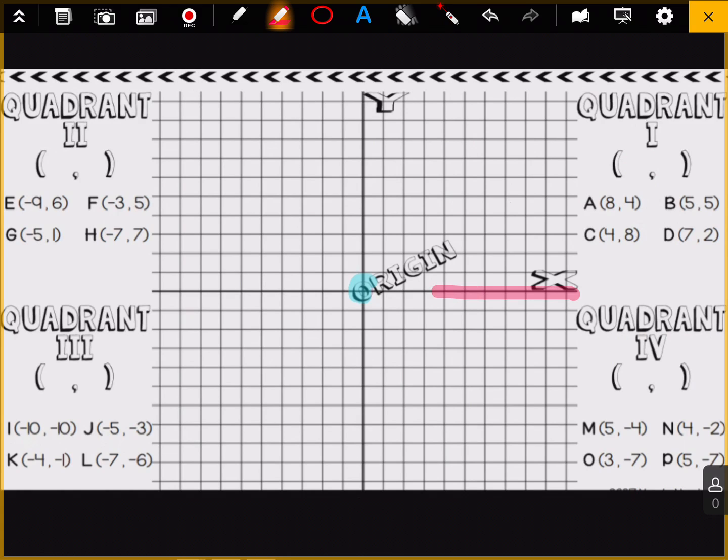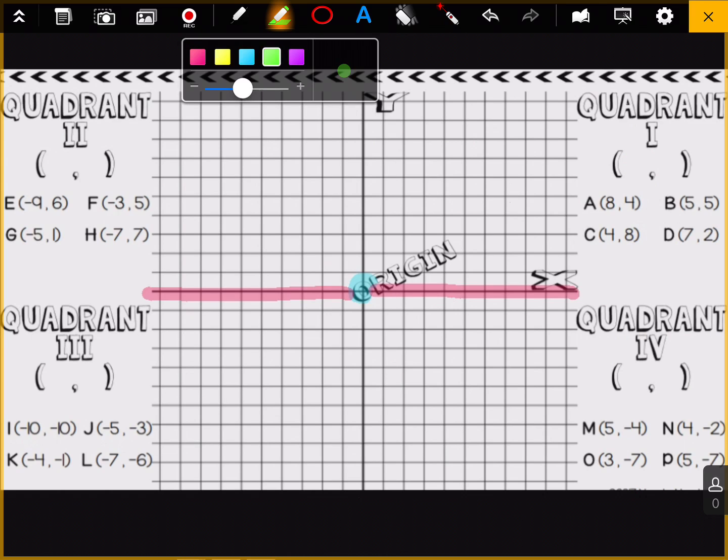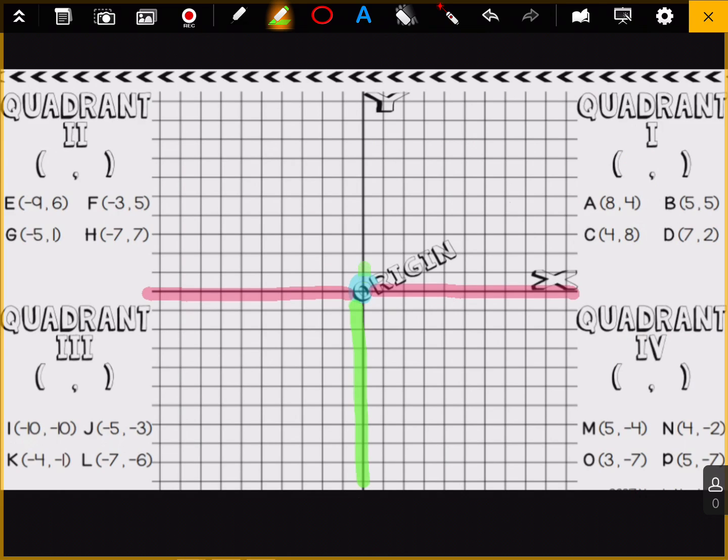So the x-axis runs left and right. It is horizontal. Then your y-axis runs up and down. So right where those two meet is called your origin. See how the O is circling it? That is where you start every single time.